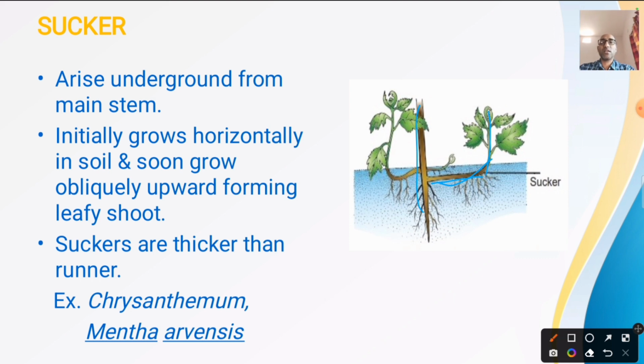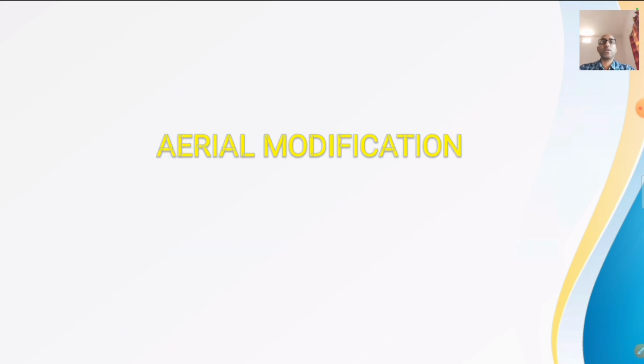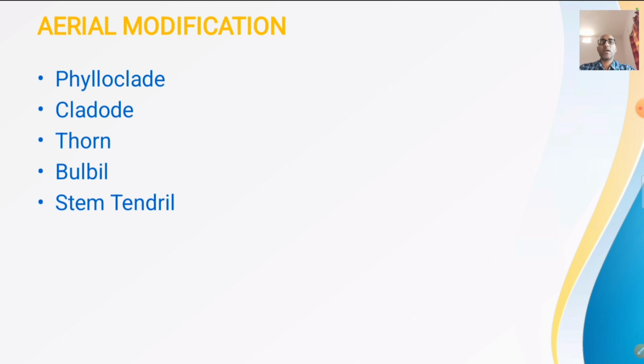Okay, the suckers are much thicker than the runner. Got it? Example is chrysanthemum, then Mentha arvensis. So these are the four types of modifications found in case of subaerial modifications. Okay, now come to aerial modifications.